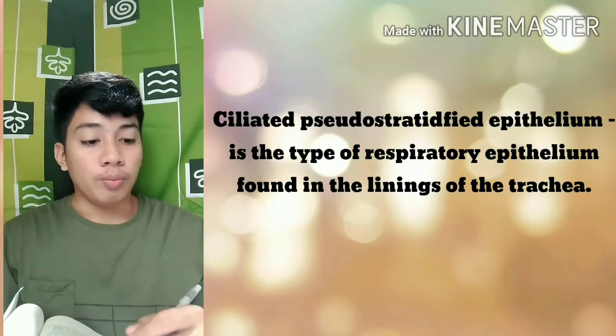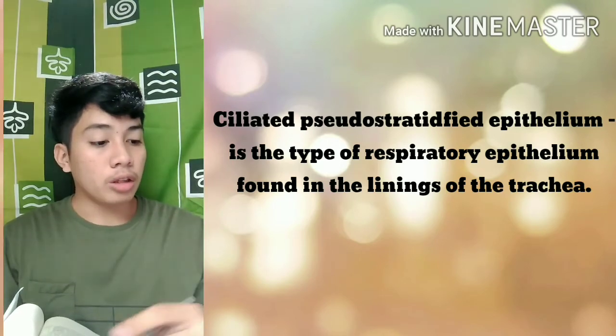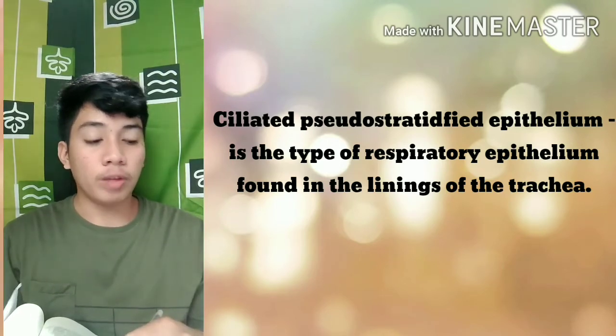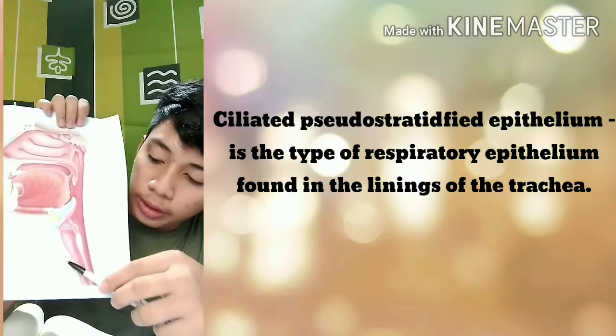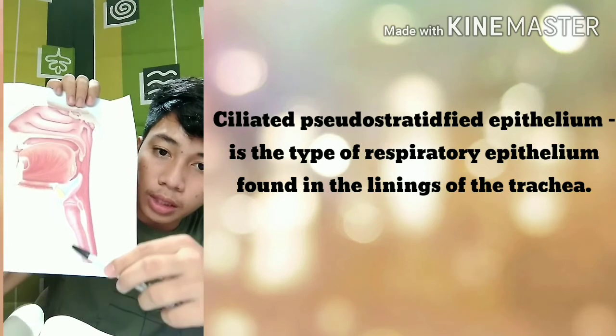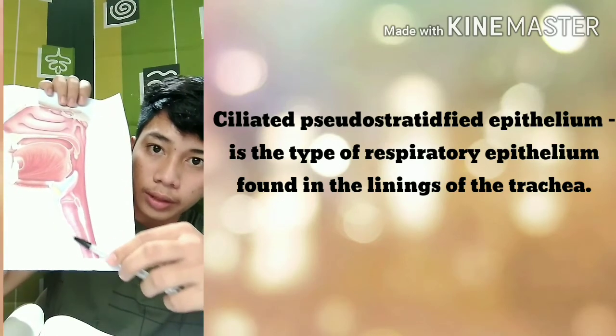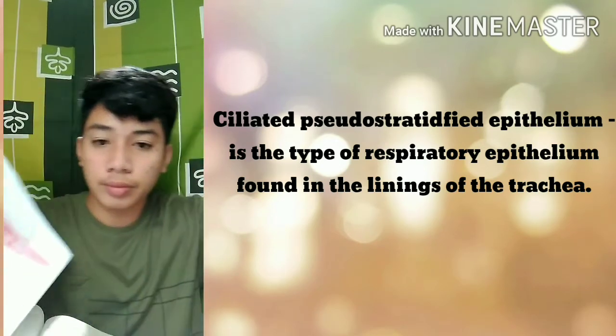pseudostratified epithelium. It is the type of respiratory epithelium found in the lining of the trachea. So ito ay matatagpuan in this part. Diyan siya matatagpuan, sa trachea. So, number 2 is pharynx or throat.